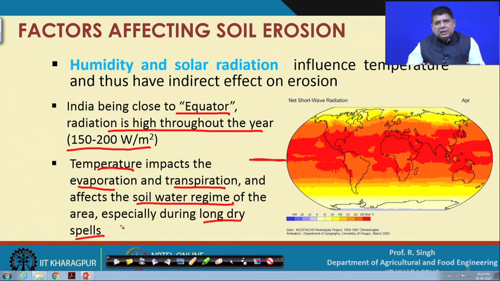So, if there are long dry spells, then there can be two possibilities. One is the soil moisture will be less. So, whenever rainfall occurs, more water will be required to fill the soil water regime. But on the other hand, if the soil is very dry, then also there could be loose soil particles on the surface. So, if wind is there or even lighter rain is there, that will have a tendency to take away these lighter or loose soil particles that are lying on the surface.